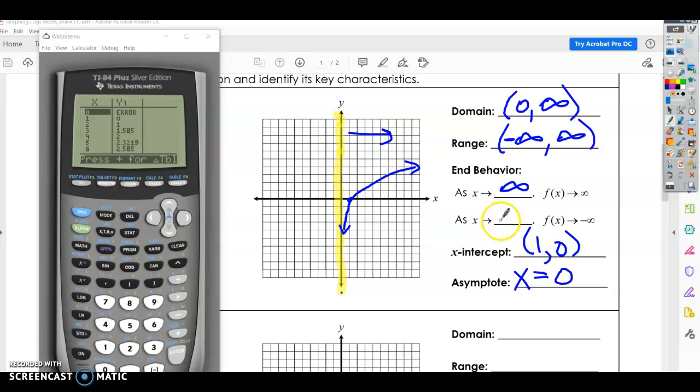All right, as x approaches what? So x isn't going to negative infinity, it's approaching this asymptote here. So as x approaches 0, f of x approaches negative infinity. It's going down with an arrow. So that's how you would sketch the graph and find the key characteristics there.